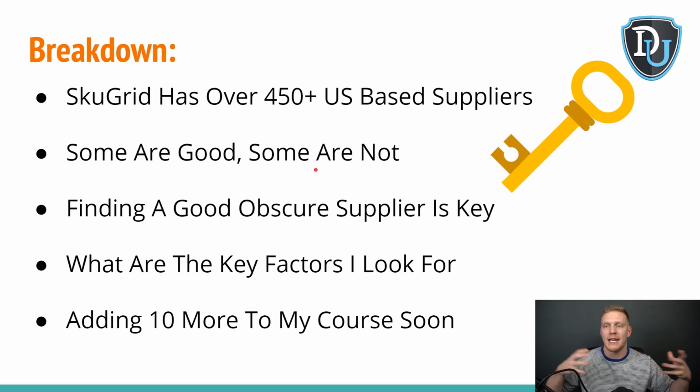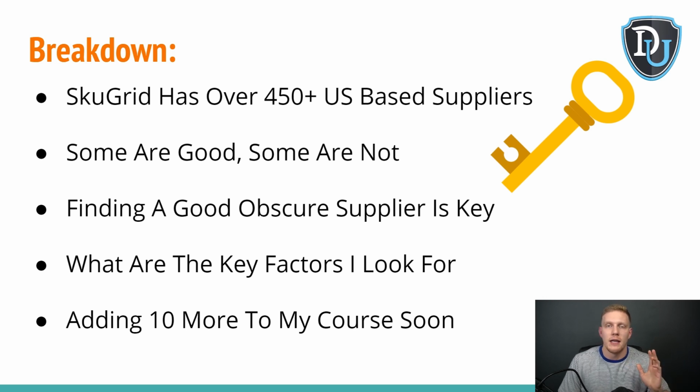When you're looking at these, there's going to be a few key dead giveaways that make you think, oh, I don't want that anymore, or oh, this is a good one, and then you add it to your check later pile. Finding a good obscure supplier is key. It's key to everything with eBay and Amazon dropshipping nowadays. It's key to what I'm doing, how I'm running my business.